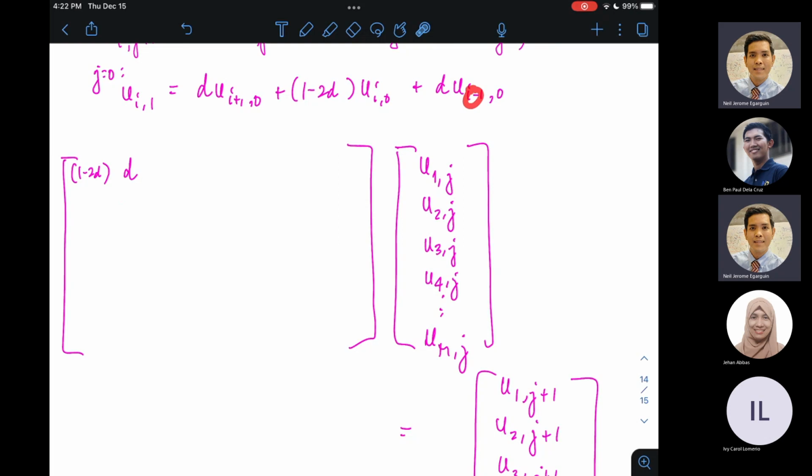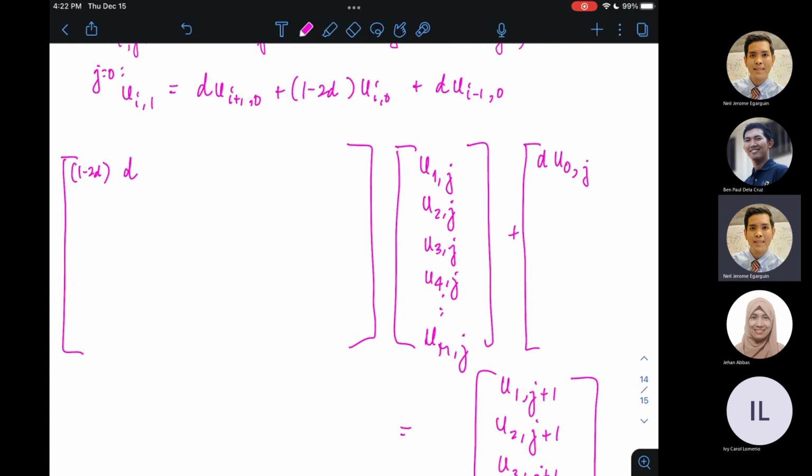Ito ay maging u0, comma 0. Pero I don't have a u0 in my coefficient matrix. But I am desperate to have a d times u sub 0, comma 0 into the mix so that I can get u sub 1, comma 1. All right. So that means merong extra add-in dito sa right-hand side. So ito ay merong plus d times u of 0, comma j.